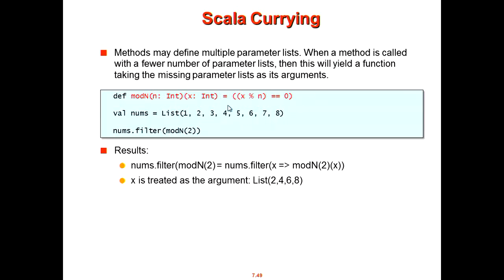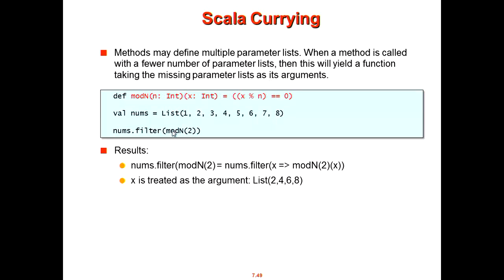When you use this function, Scala will check if you have provided enough parameters. If you provide enough parameters, then it's fine. You just return, for example here, true or false. This is a Boolean function. But if you do not provide enough parameters, meaning the function is called with a fewer number of parameter lists, then this will yield a function taking the missing parameter list as an argument.